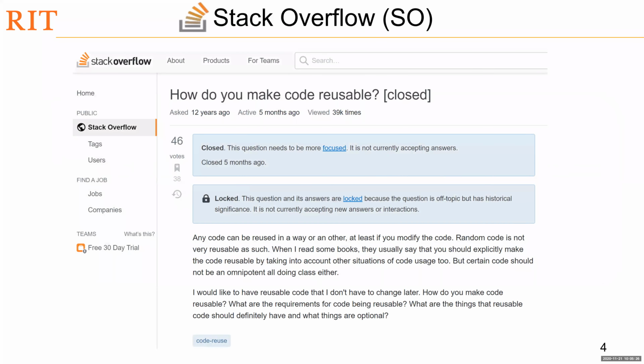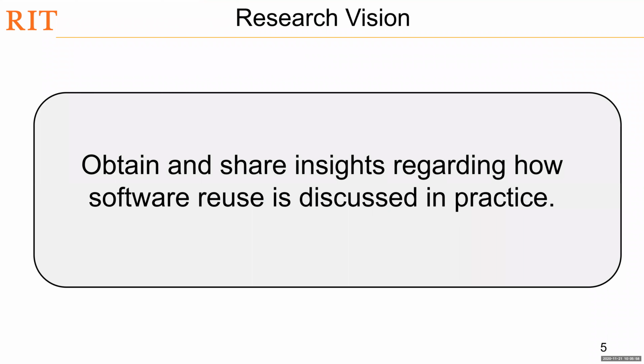When dealing with unexpected coding or design problems, developers typically refer to online forums and ask questions. One of the most used sites where developers converge to ask and answer questions on a multitude of topics related to programming, software engineering, and related areas is Stack Overflow. Hence, we select Stack Overflow as the Q&A website for our study. The main goal of this work is to obtain and share insight with the software engineering community regarding how software reuse is discussed in practice by analyzing Stack Overflow posts.